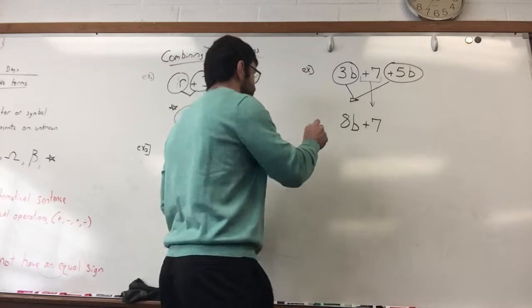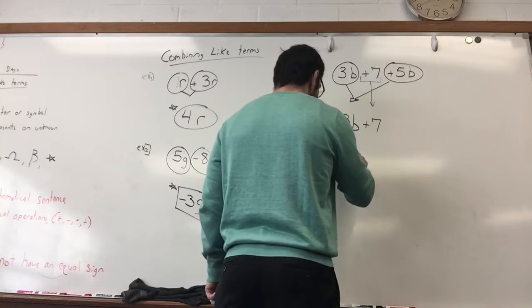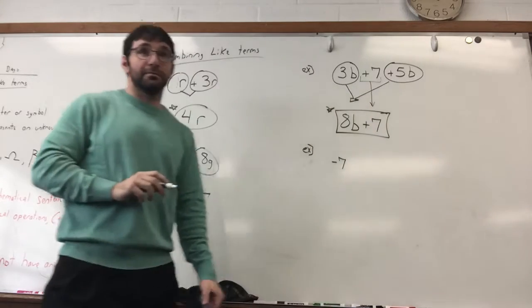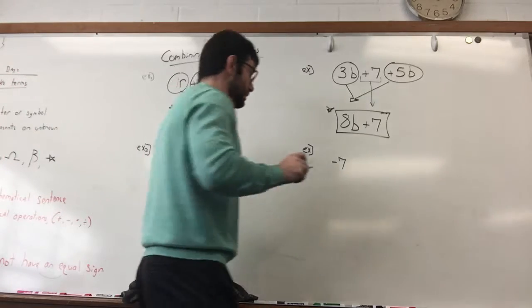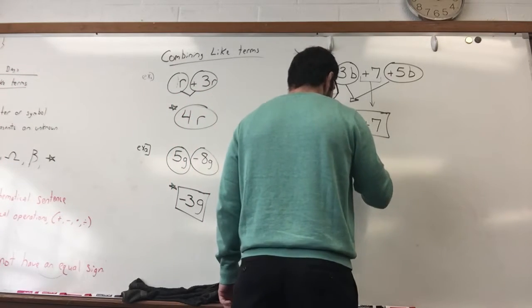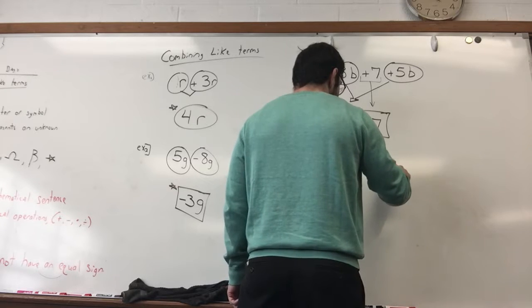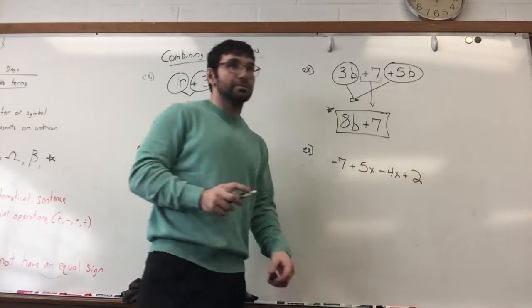Okay, let's do another one. Getting a little bit trickier. This is your answer right here. This is simplified. That's it. Negative 7 plus 5x minus 4x plus 2.